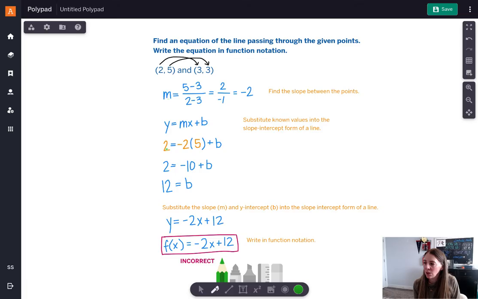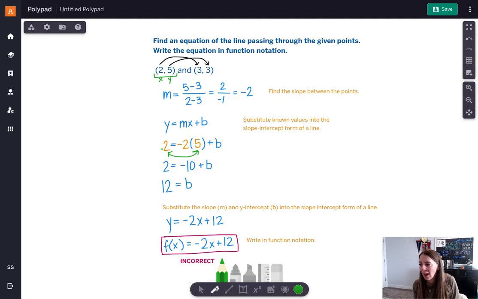So it looks like they used (2, 5), so they were using this point, but they mistakenly put the 2 in for y when it should be x, and they put the 5 in for x when it's actually the y coordinate. So this is the mistake right here. They should switch the 2 and the 5 so that they are substituting those in the correct place.